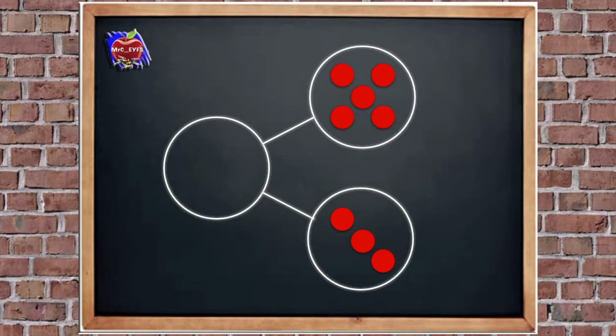Right, what do we need to do now to find out how many are all together? Yeah, let's put them into the whole. Here we go. Right, what do we do now? Yeah, we count them. All right, let's count them. Are you ready? We've got one, two, three, four, five, six, seven, eight. So we had five and we had three. And when we put them all together, it equals eight.